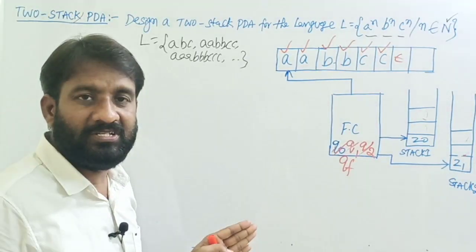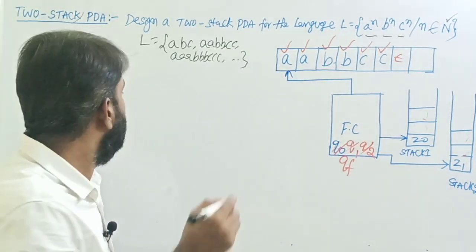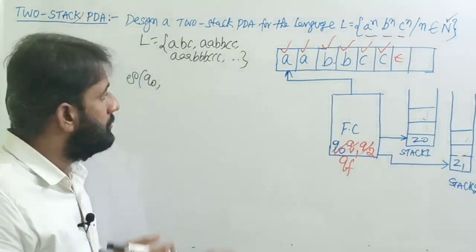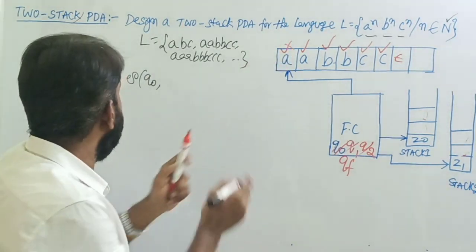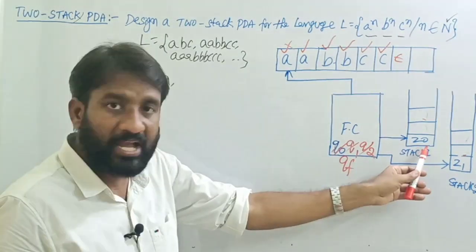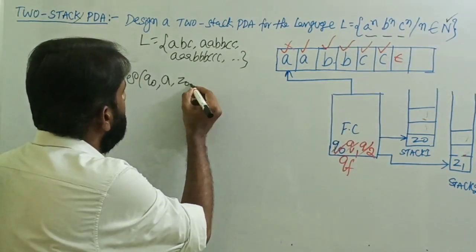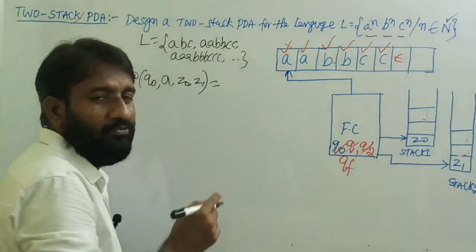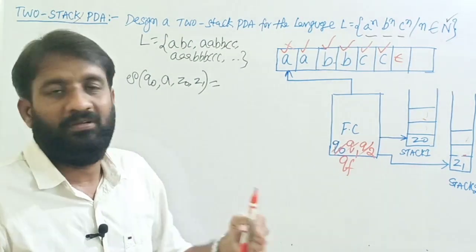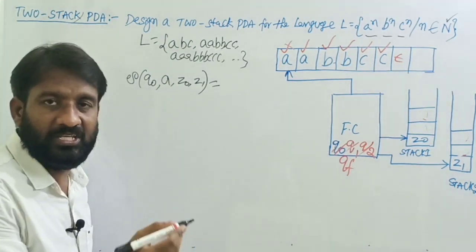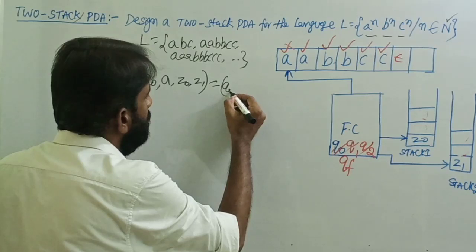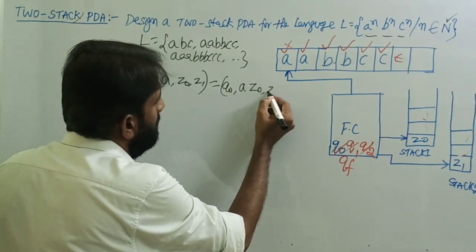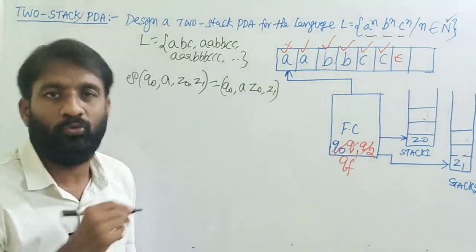Now write the transitions representing this design. So first is the transition of Q0. First input symbol is A. Top of stack 1 is Z0 and top of stack 2 is Z1 equals, as you know, we are adding A onto stack 1 by doing the push operation. Remains on the same state. That is equals Q0, A Z0 comma Z1. No operation on stack 2.